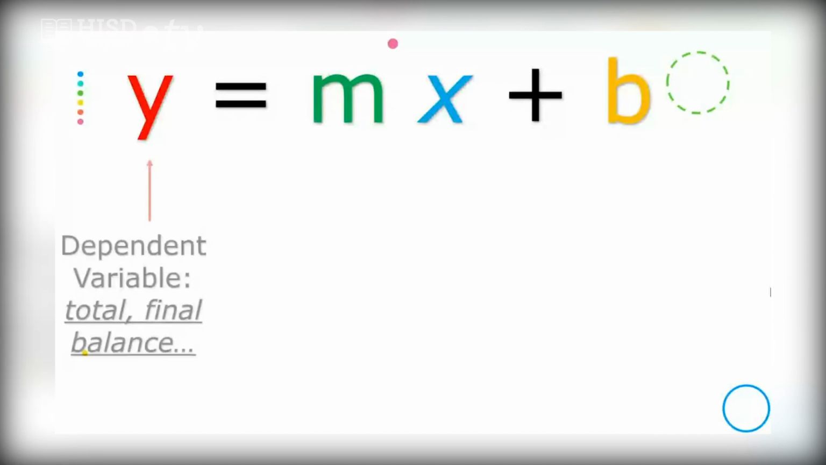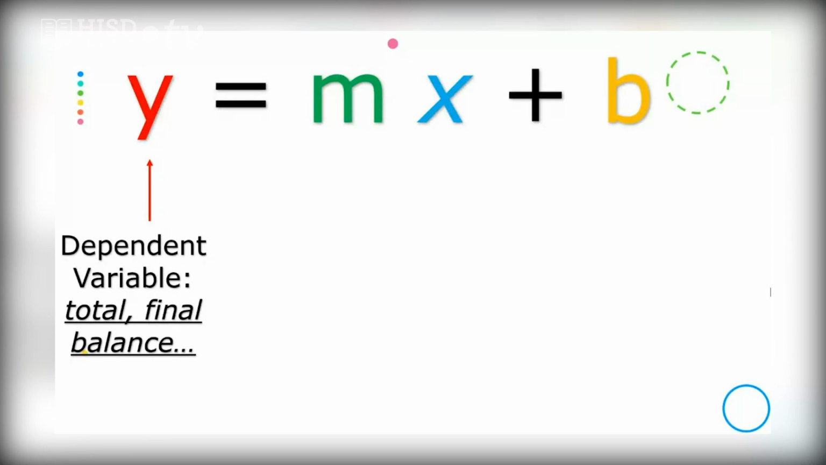So we start with the red letter, which is the y, and the y represents the dependent variable because it depends on what the x value is. Some words that you are going to find in the verbal description are the word total, or it also represents a final balance.